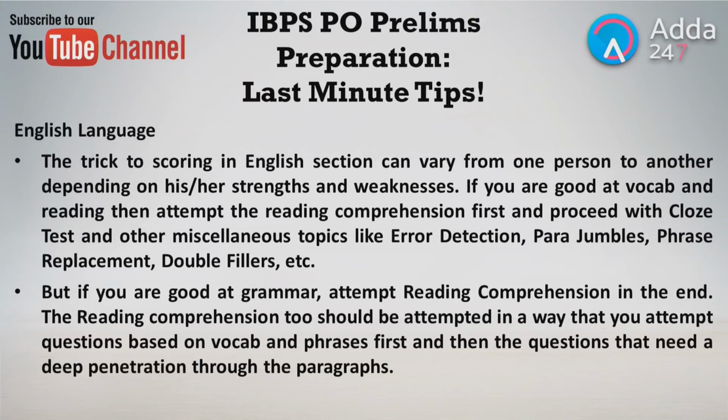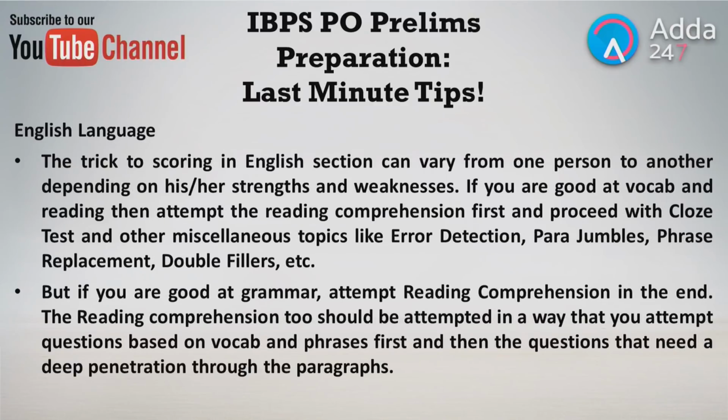English language. The trick to scoring in the English section can vary from one person to another depending on his or her strengths and weaknesses. If you are good at vocab and reading, then attempt the reading comprehension first and proceed with closed tests and other miscellaneous topics like interjection, parajumbles, phrase replacement, double fillers, etc. But if you are good at grammar, attempt reading comprehension in the end.